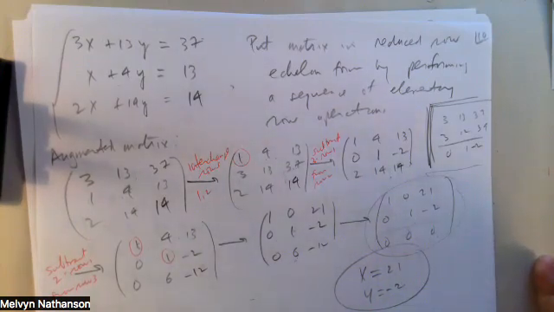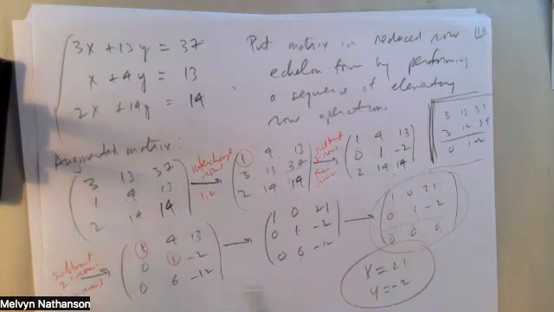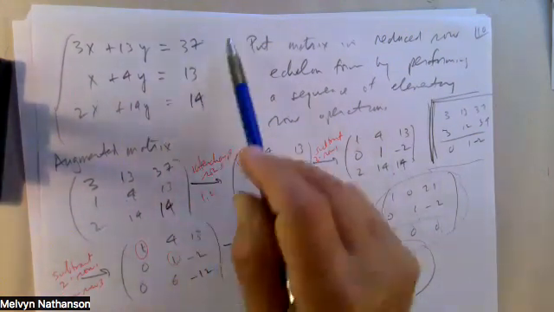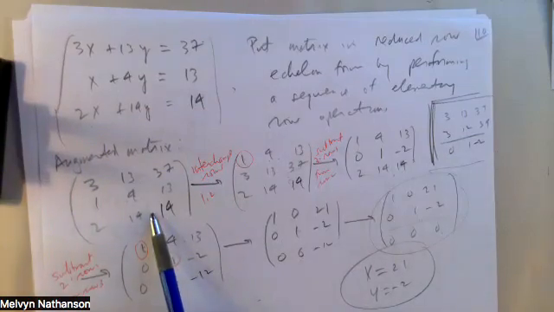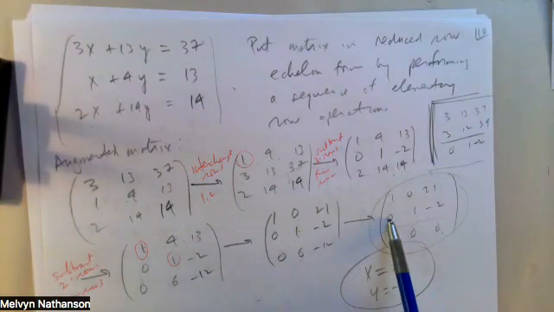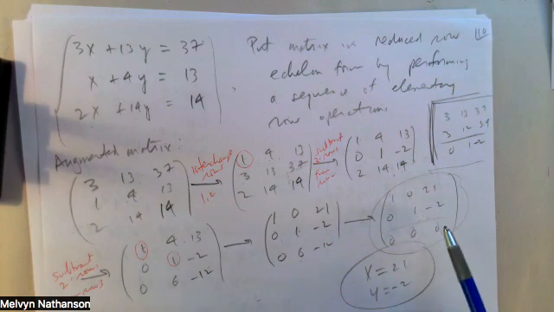So we solved our equations. We took our initial system of equations, wrote down the augmented matrix, put it in reduced row echelon form. This is the equivalent system.